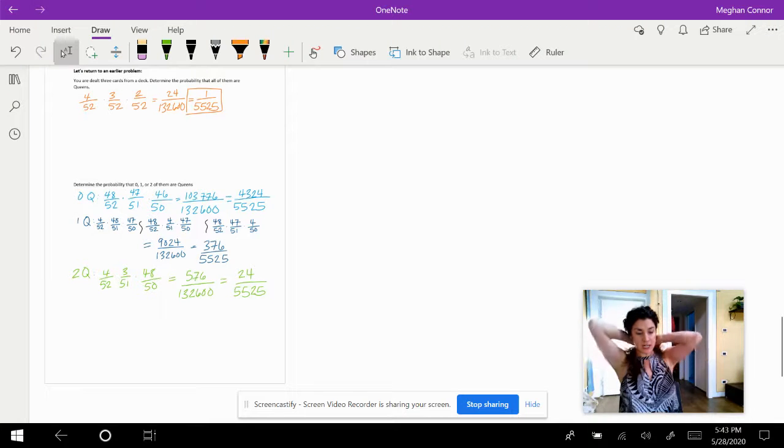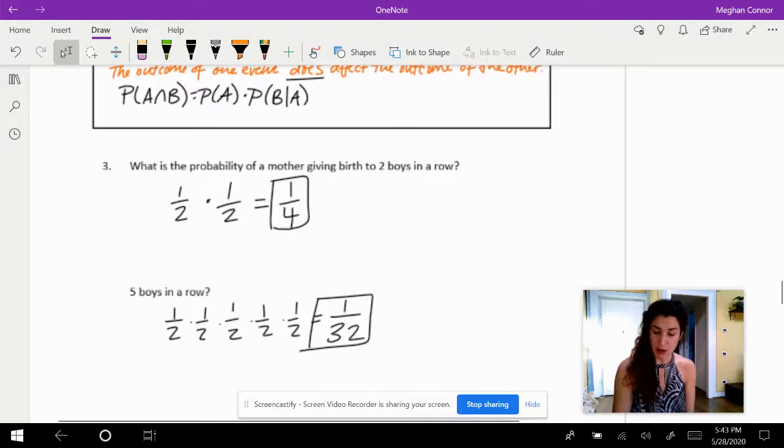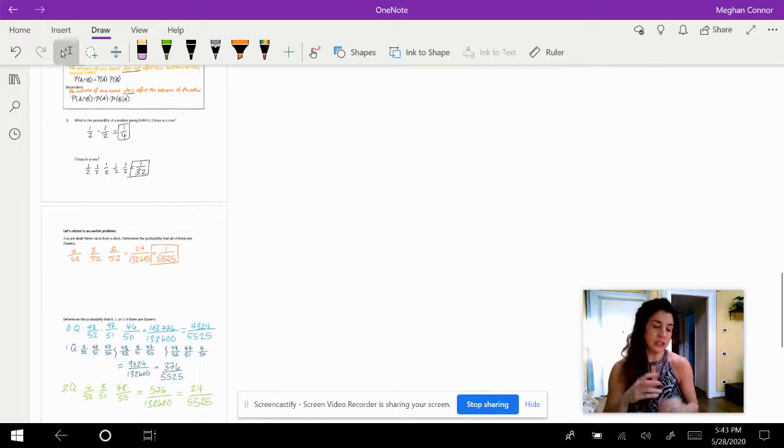This whole page right here is probability of dependent events versus up here was probability of independent events. So that's the only difference with the multiplication rule, is that you might have this factorial looking pattern with your numbers when you're talking about dependent events. And that's it. This is it for our probability notes. You have all the information you need to get started on your homework.